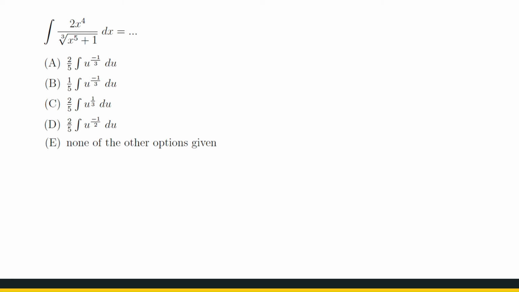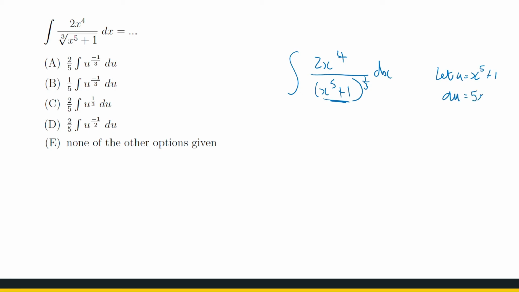So if we had to integrate that, we've got the integral of 2x to the power 4 over the cube root of x to the power 5 plus 1, so x to the power 5 plus 1 to the power 1 over 3 dx. The derivative of x to the power 5 plus 1 is present in the x to the power 4. So if I say let u be equal to x to the power 5 plus 1, du is then 5x to the power 4 dx. Now I've got an x to the power 4 dx, so that's 1 over 5 du.